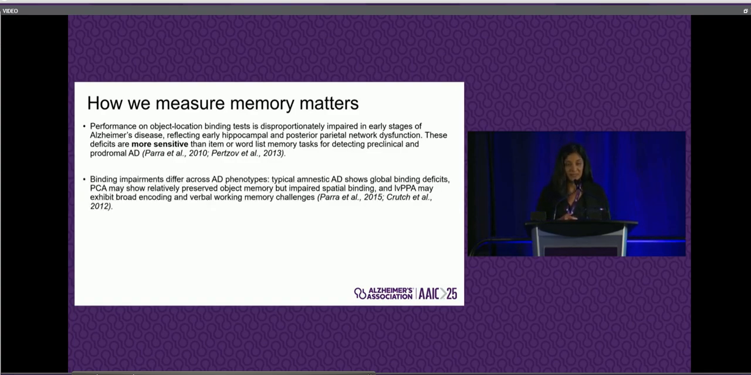Indeed, binding impairments do differ across AD phenotypes. So the typical amnestic AD syndrome shows global binding deficits, while PCA may show relatively preserved object memory, but impaired spatial binding.